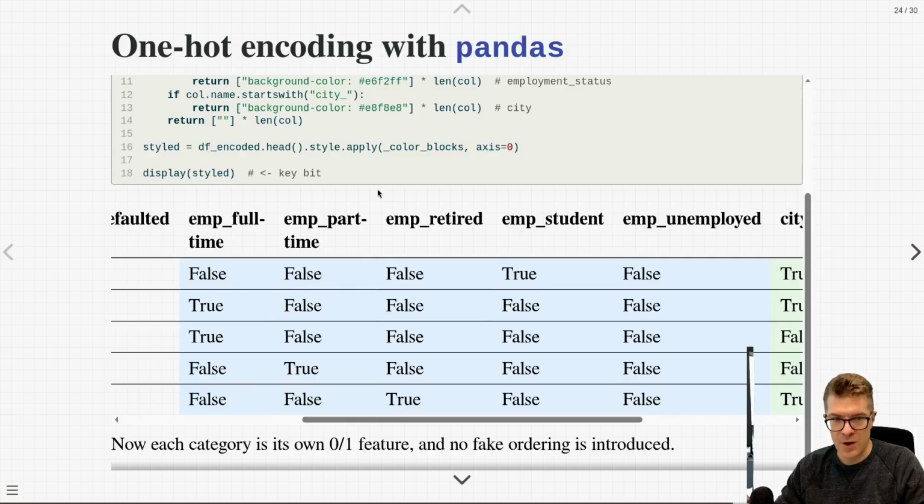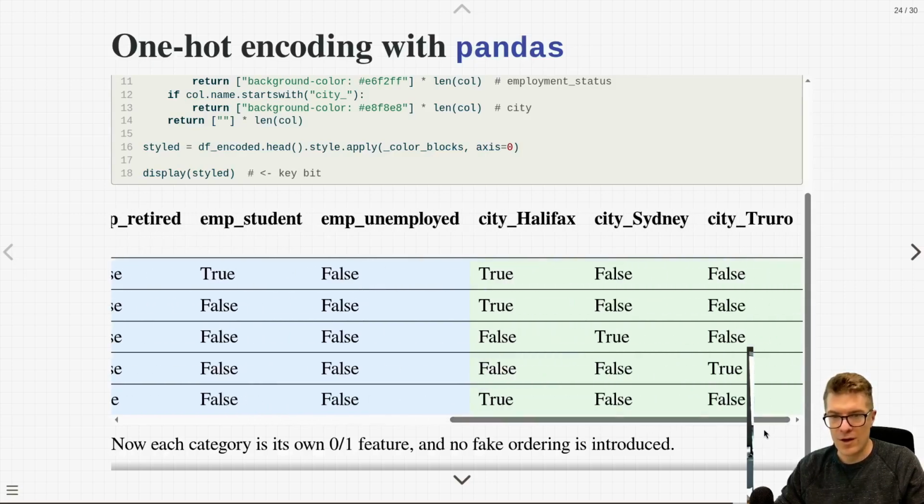Are they full-time? No. Are they part-time? No. Are they retired? No. Are they a student? Yes. Are they unemployed? No. So I've converted this label into a one-hot encoding, 00010, with all of the benefits that conveys. Where is this student located? Are they located in Halifax? Yes. Are they located in Sydney? No. Are they located in Truro? No. So the city variable has been converted to true, false, false, or 100.